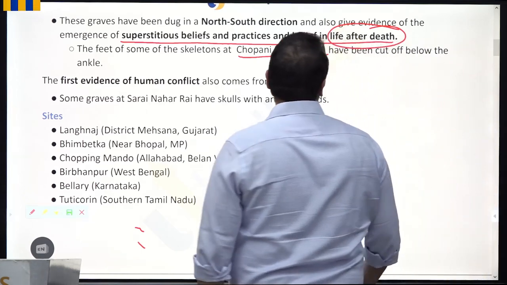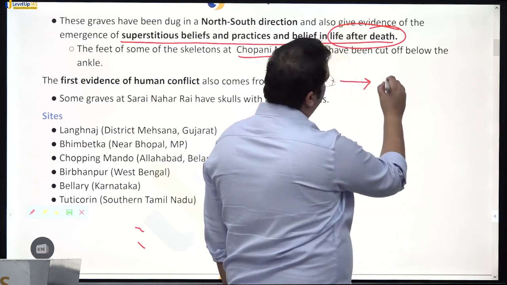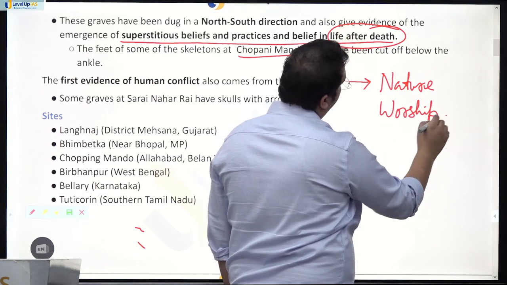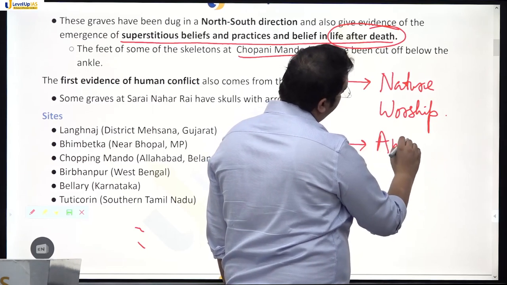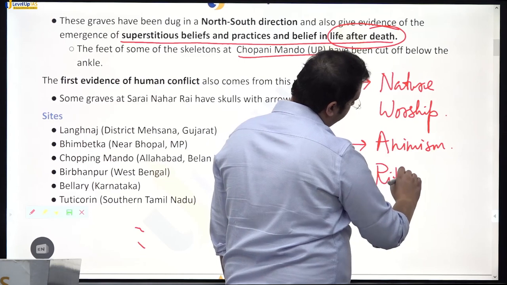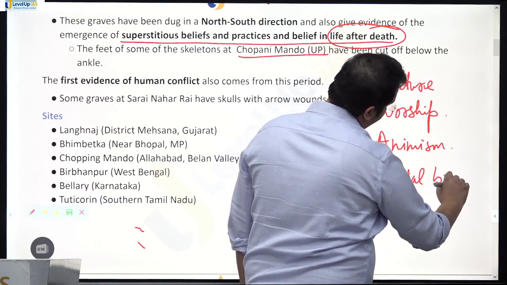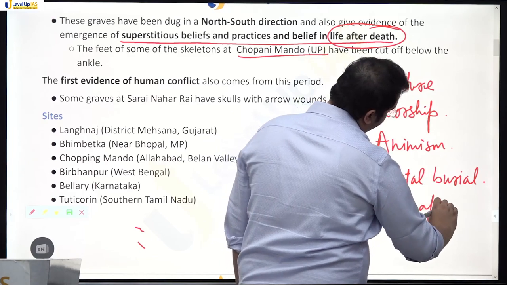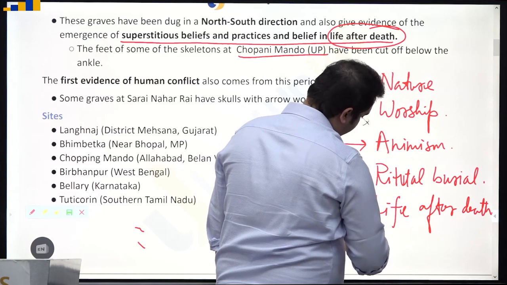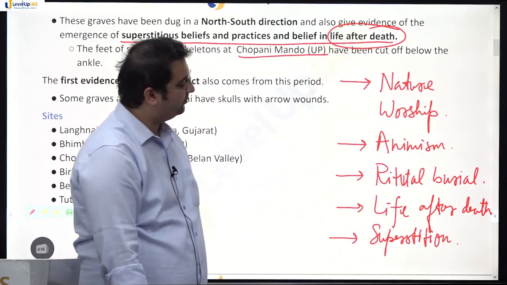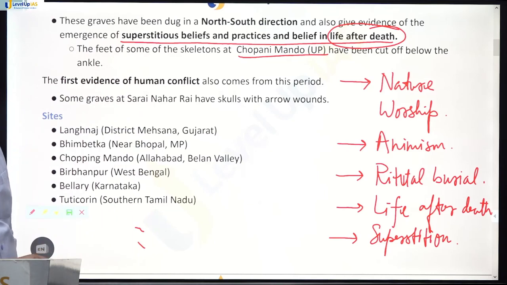Okay? So what are the important features of the Mesolithic religion? It is a form of nature worship. It manifested itself in the form of animism. People followed ritual burial practices. They believed in the concept of life after death. And superstitious beliefs and practices were part and parcel of the Mesolithic religion. Okay? Is this clear?